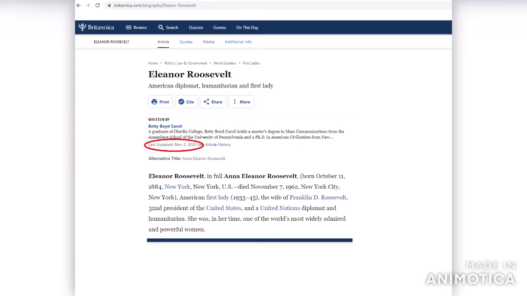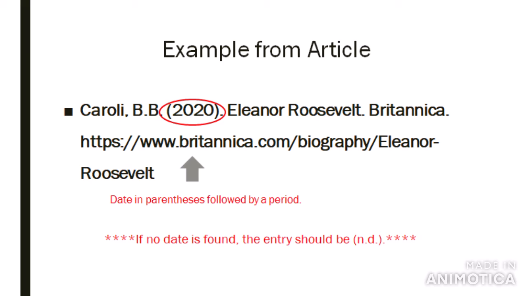Following the author's name, we need to enter the year that the article was published. This is put in parentheses or brackets and followed by a period. If no date for the article can be found on the page, you would enter N period D period in parentheses, which stands for no date.